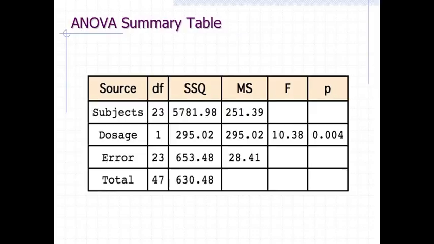Dosage refers to the differences between the 2 dosage levels. If the means for the 2 dosage levels were equal, the sum of squares would be 0. The larger the difference between means, the larger the sum of squares. The error reflects the degree to which the effect of dosage is different for different subjects. If subjects responded very similarly to the drug, then the error would be very low.